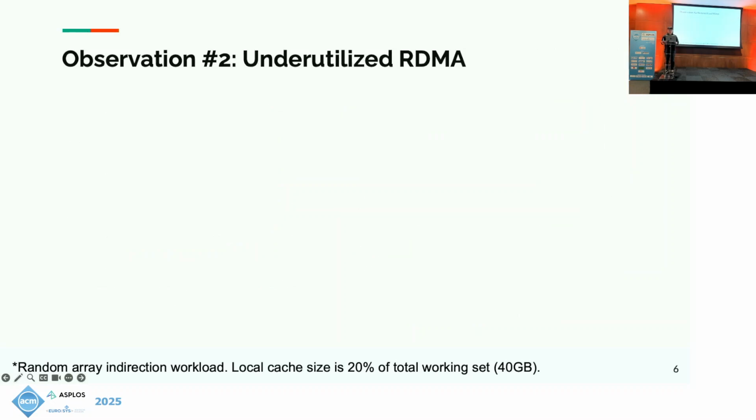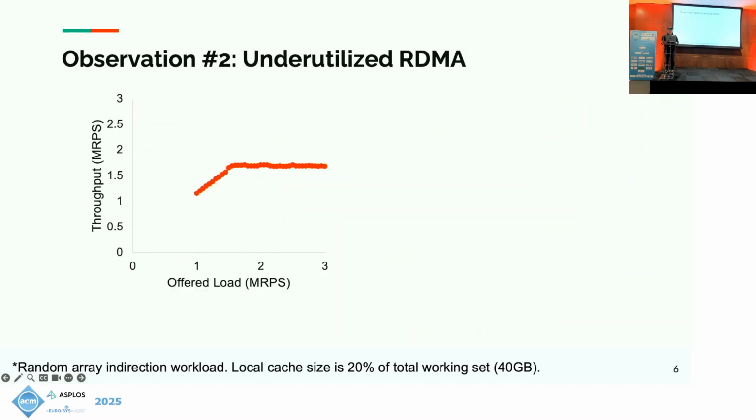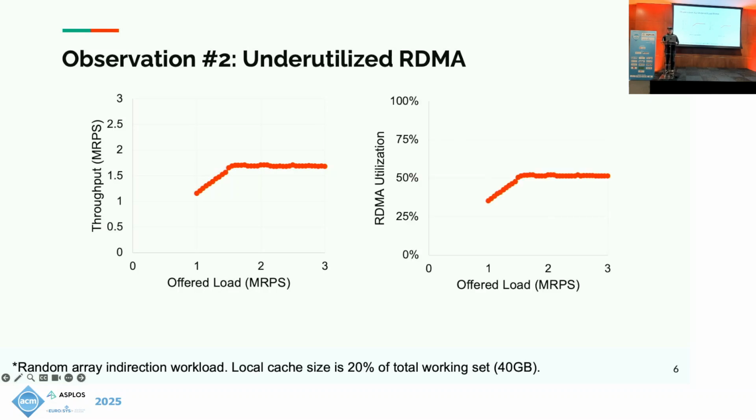Let's see RDMA utilization. This is a load-throughput plot, and as the load increases, the effective throughput of the system is kept around 1.6 mega RPS. And you may think this is due to network saturation. However, as you can see on the right side, RDMA utilization is only about 50%, even when the system is saturated. In other words, if we utilize the RDMA bandwidth more, we can gain more throughput from that.